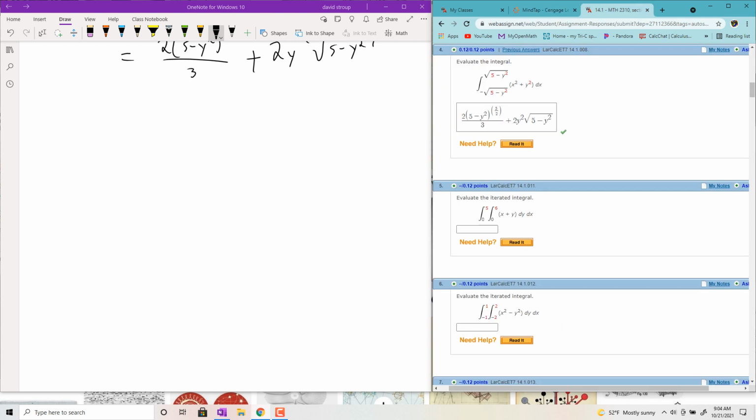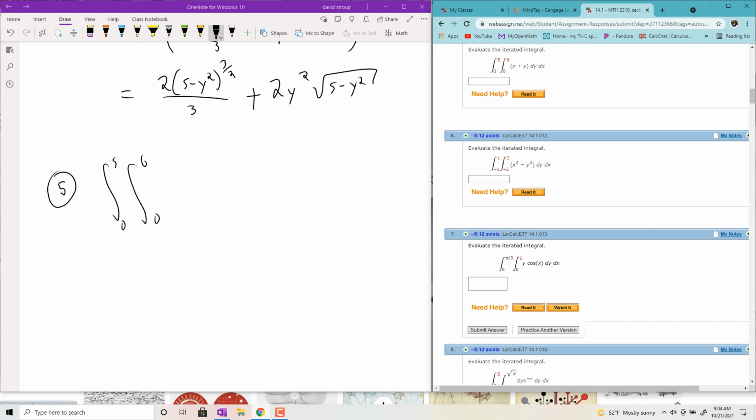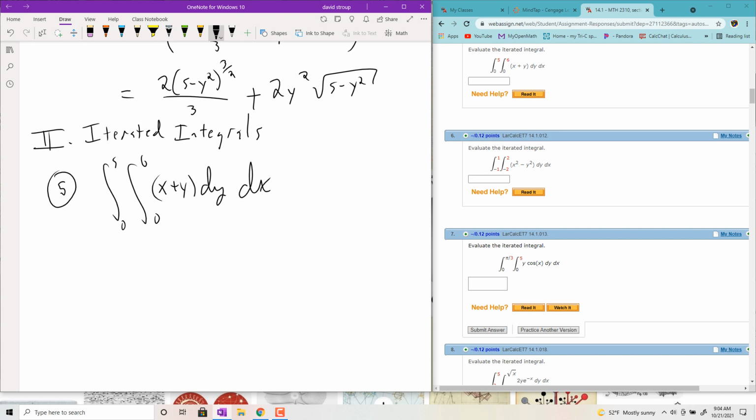We'll try number 5 first, I guess. So I have the double integral from 0 to 6 and then 0 to 5. Okay, maybe I should title my sections like a good teacher, right? So this will be section 2, iterated integrals. I just call them double integrals. Yeah, we have x plus y, and then first we do it with respect to y, and then we do it with respect to x. So if you want to, you can think of it like this, and you do this inside first.